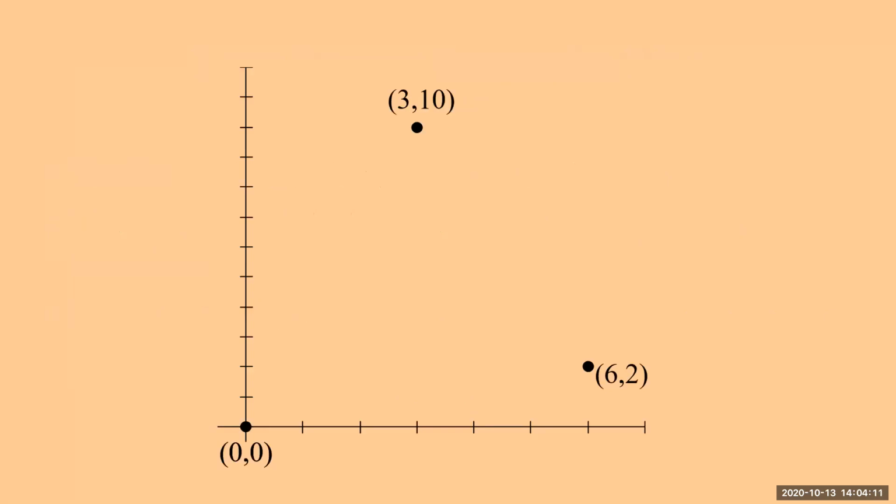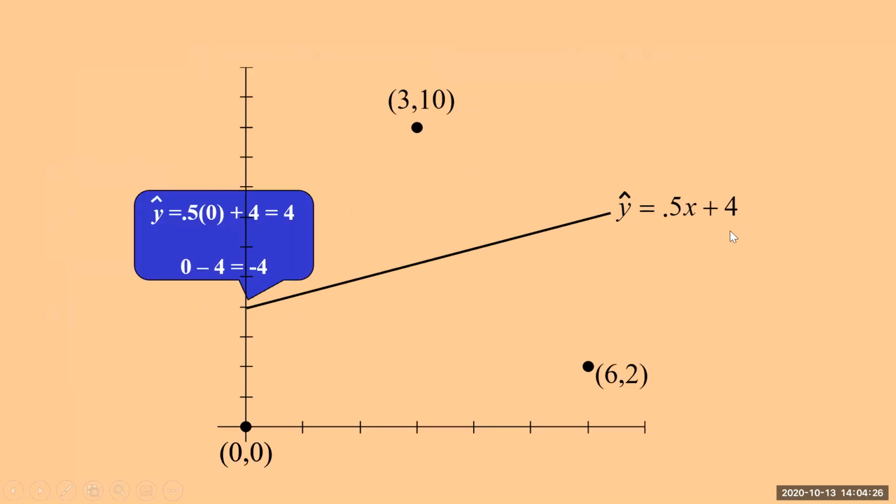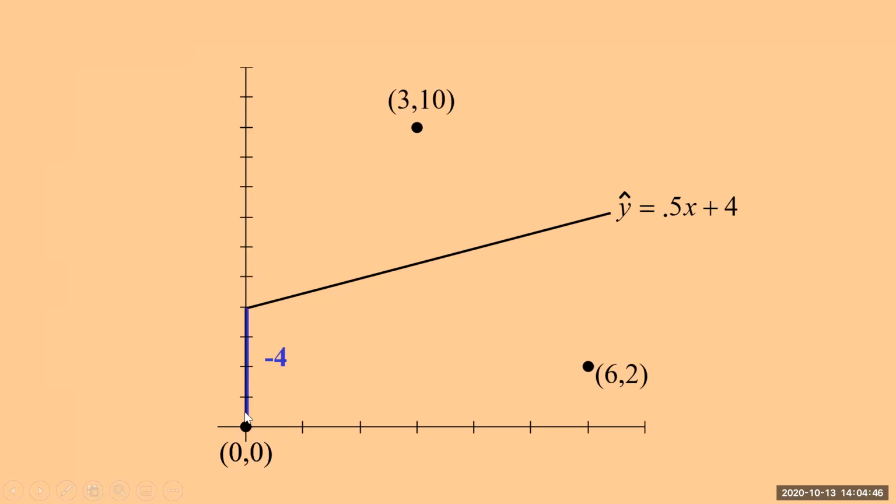So let's visualize what a least squares regression line is. We have 3 data points: (0, 0), (3, 10), (6, 2). Let's say I have the predicted line equation y hat equals 0.5x plus 4. Well, we're going to see, is this the best fit? So I'm going to take my actual data point of 0 and find the predicted y value. The actual y is 0, but if I use my prediction equation, because it has y hat, plug in 0, we get a value of 4. Therefore, the actual point is 4 below the predicted line. So the residual would be -4.